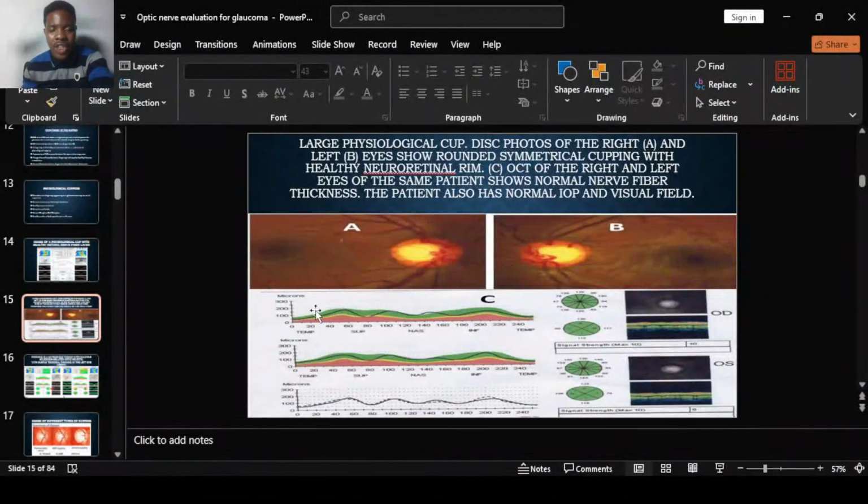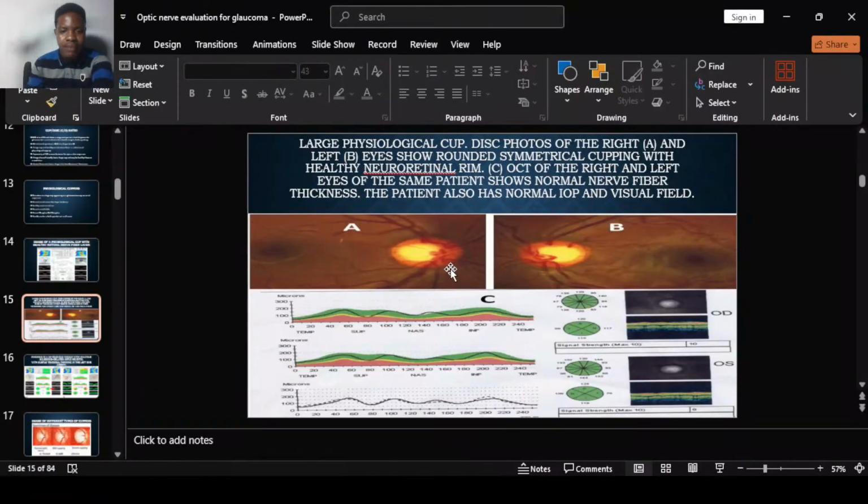Here is another image of a large physiological cup. These photos of the right and left show rounded symmetrical cupping with healthy neuroretinal rim, and C shows OCT of the right and left eye of the same patient, which shows a normal nerve fiber thickness. The patient also has normal IOP and visual field. Now this is the ophthalmoscopic result, or the fundus camera. You look at this, it appears glaucomatous. You question, you understand, you see that this is a large cup.